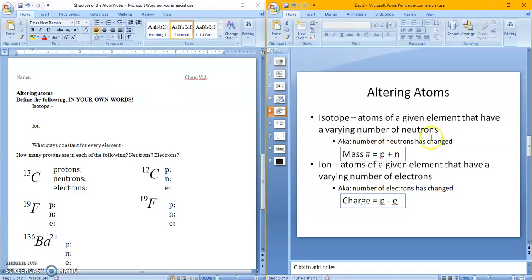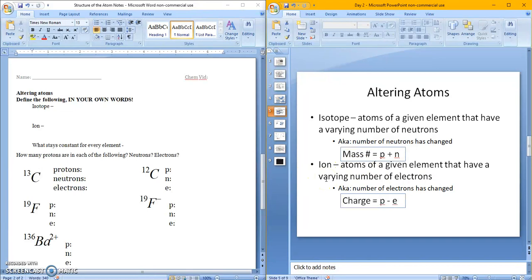And so that's why we use our mass number. That's where our mass number comes from: protons plus neutrons. Since some of our atoms have more neutrons than others, you're going to have atoms with different masses, and that's why we need to take an average of them, and that's why the average is on the periodic table. Our next definition is an ion.